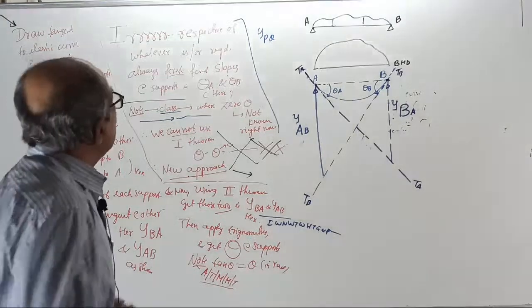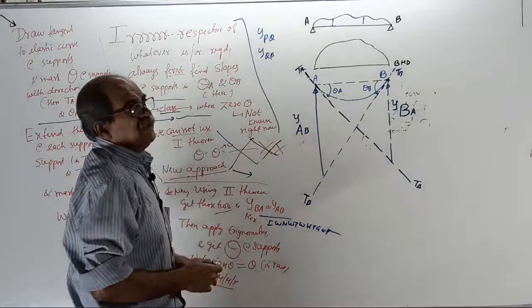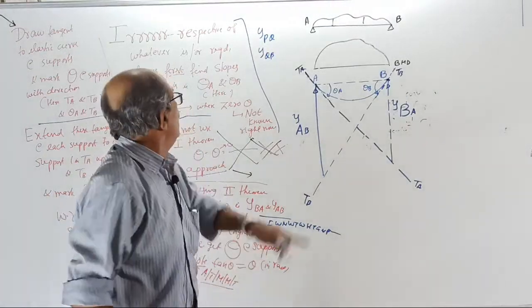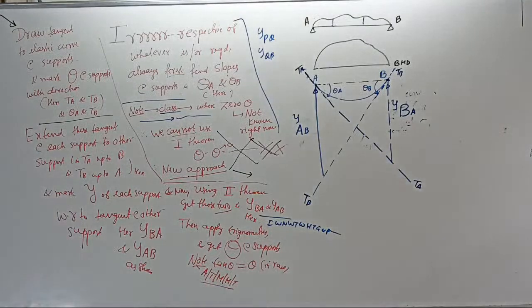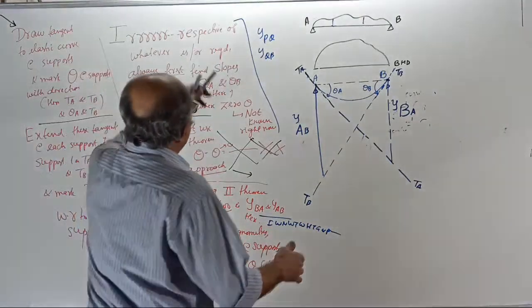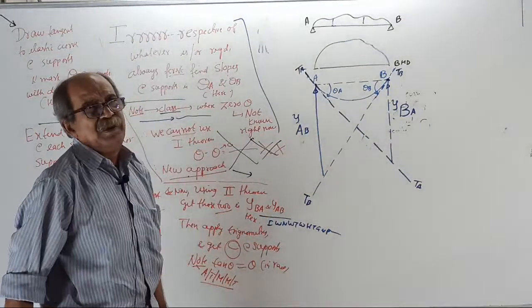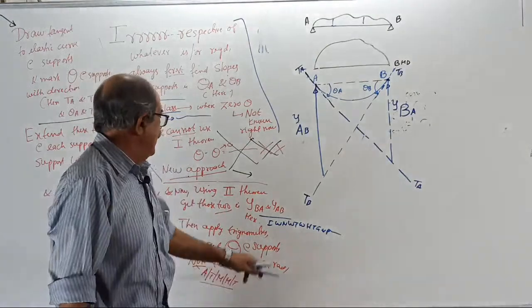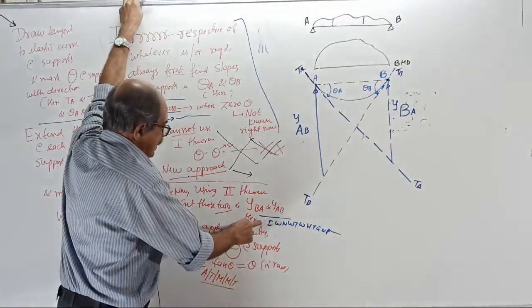Suppose I write YQP randomly. It is the moment of the area of the BM by EI diagram between Q and P about Q. That you already know. Right here, if you want, write YBA: the moment of the area of the BM by EI diagram between B and A about B. YAB is the moment of the area of the BM by EI diagram between A and B about A. You write that. Okay.